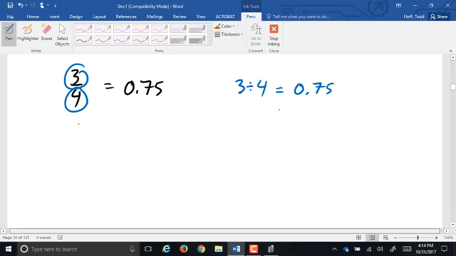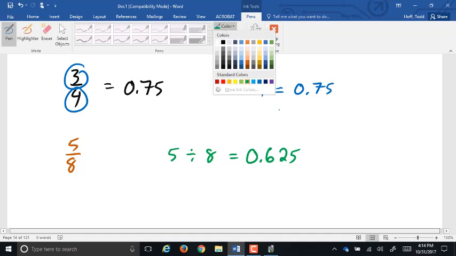Or we could take something like 5/8. Of course, what are we going to divide to turn that into a decimal? 5 divided by 8, which is, do it on the calculator, 0.625.